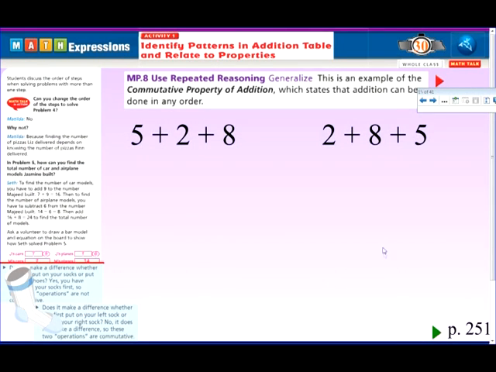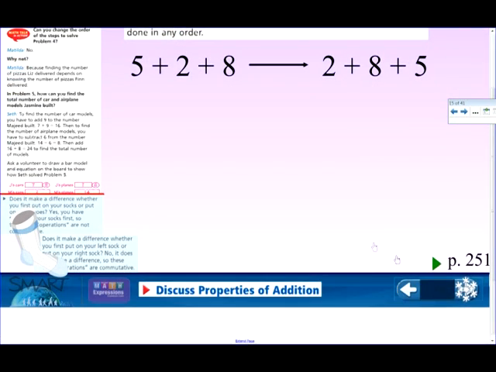There's 3 properties of addition that I want to share with you today. And the first one I want to share with you is the commutative property of addition, which states that addition can be done in any order. 5 plus 2 plus 8 is the exact same thing as 2 plus 8 plus 5. And all we did was rearrange it. So that's the commutative property.